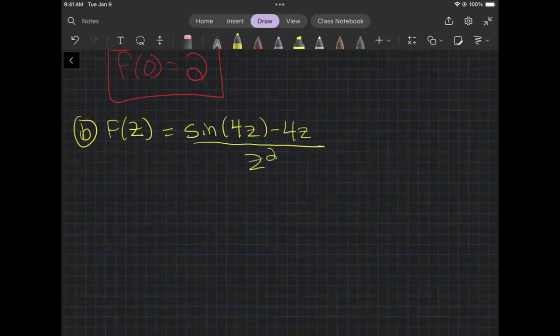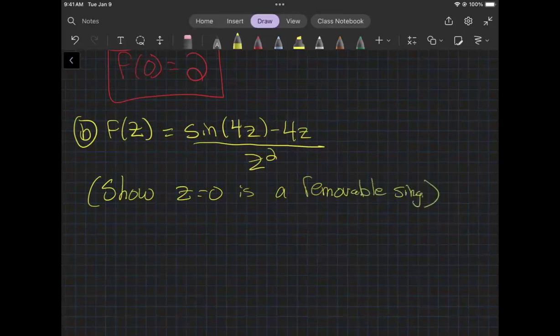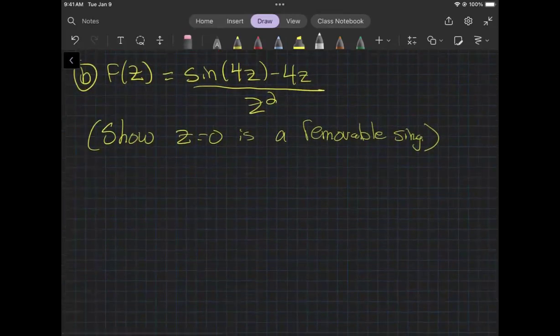Divided by z squared. Okay, so once again, you have to show that z equals 0 is a removable singularity. So pause the video and work on this example on your own. Okay, so I assume you worked on this example. Let's work it out and see what we get.